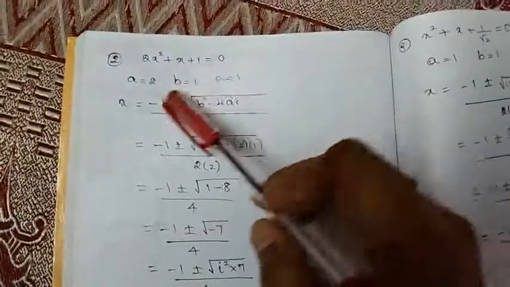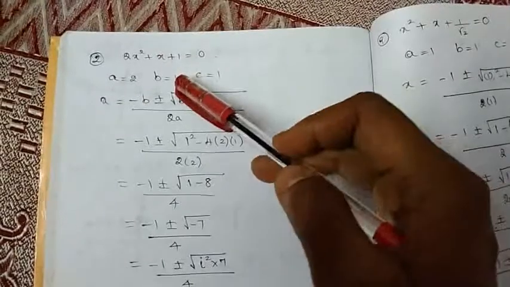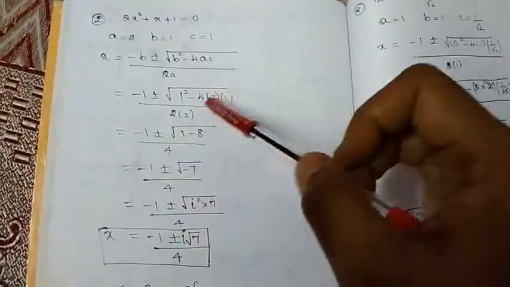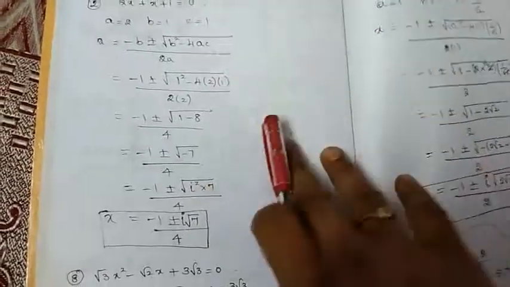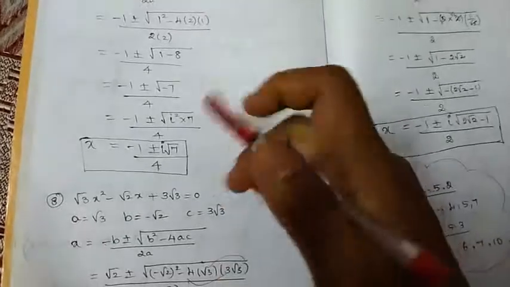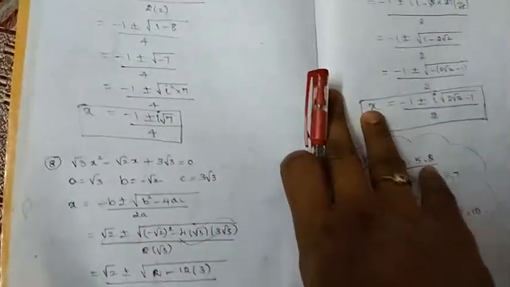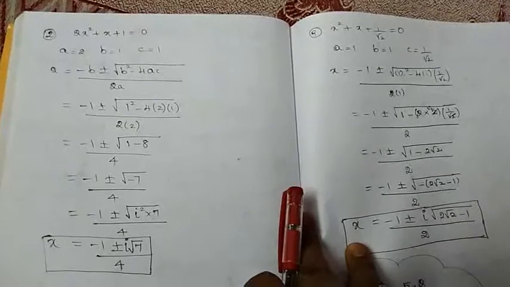Now if you get a question like this, we know the coefficient of x square is a, the coefficient of x is b, and this is the constant term. So again if you substitute in the formula, again we get a negative under the root, which can be replaced as i square. So minus 1 plus or minus i root 7 by 4. Right? Like this only we have to solve quadratic equation problems using the formula.